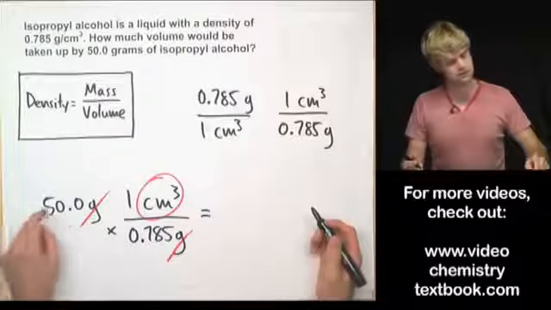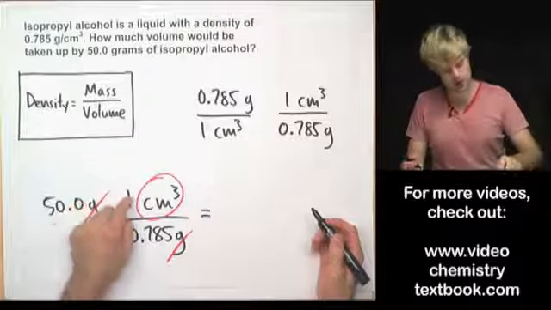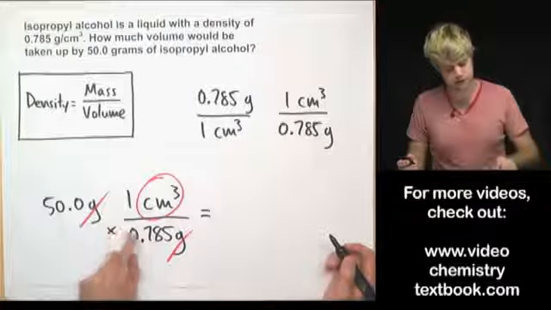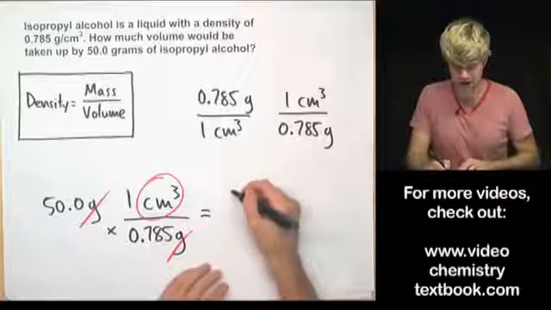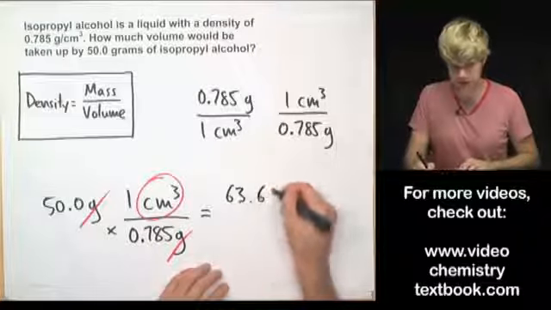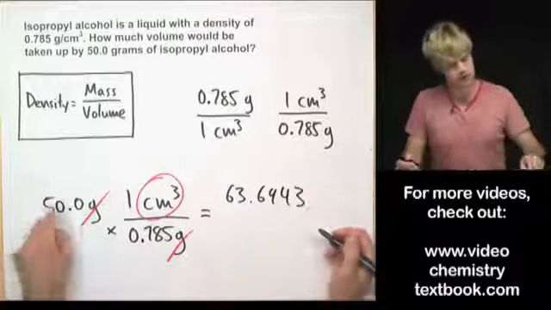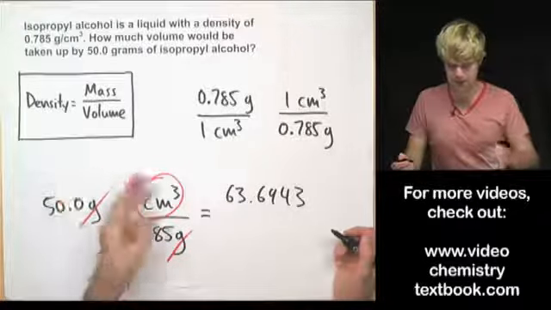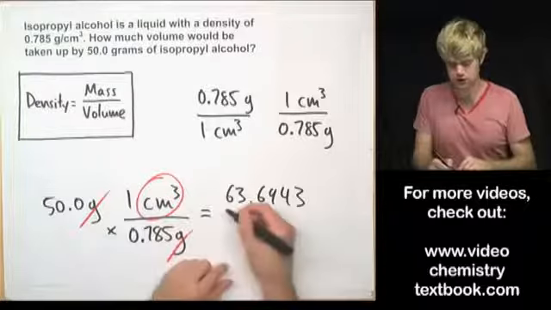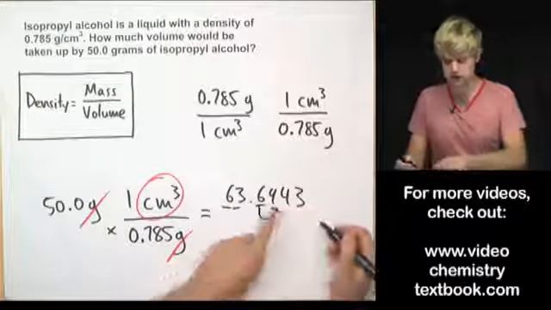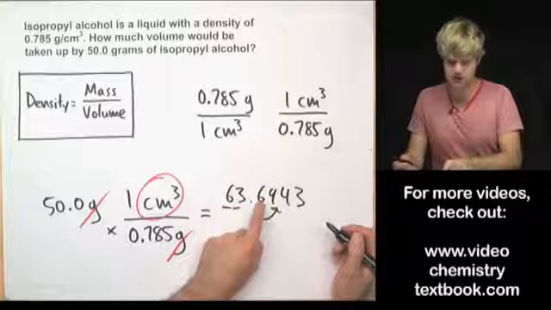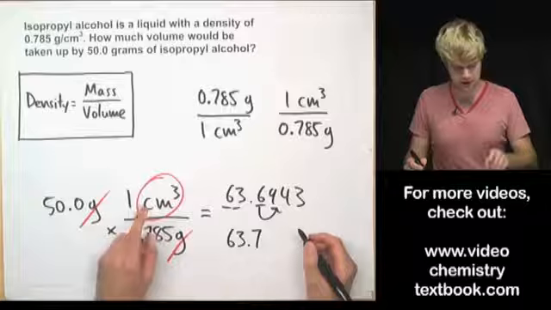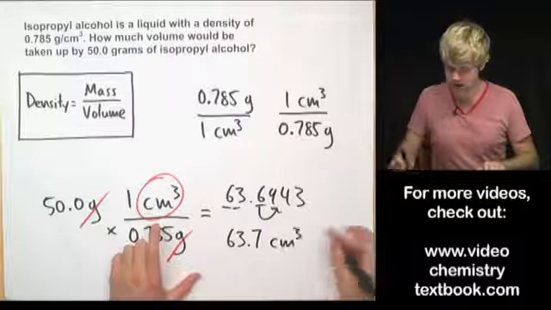And the math that I'll do is 50.0 times 1. That's just going to be 50, so I do 50 times 1 divided by 0.785, and I get 63.6943. 3 sig figs here, 3 sig figs here. This is a counting number, so it doesn't matter. So rounding the answer to 1, 2, 3 significant figures, look to the 9. The 6 goes up to 7, so I get 63.7. The units are cubic centimeters.